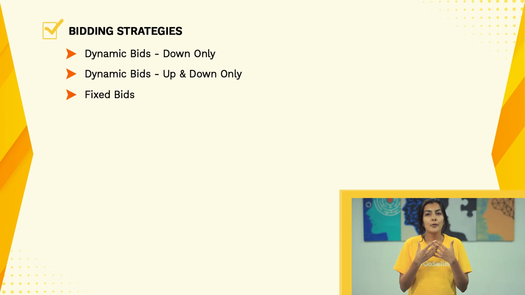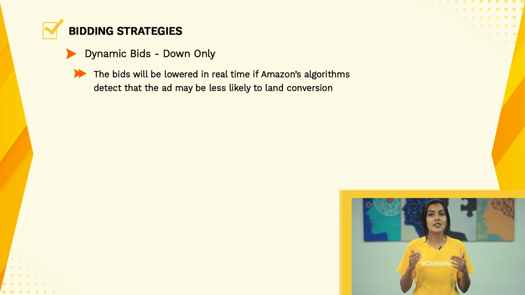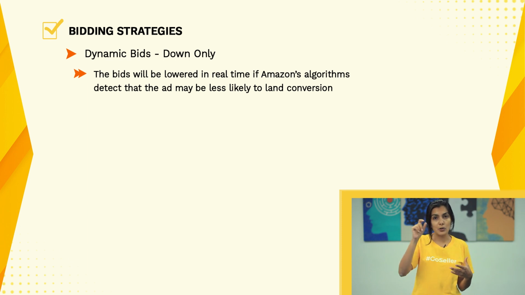So the way that down only works is that if Amazon thinks that you have lower chances of conversion for a specific keyword or a placement, then it's going to decrease your bid. So if your default bid is about $1 plus your placement bidding is about 50%, then your bidding is considered to be $1.50. So Amazon can choose any bidding between $0 and $1.50 depending on your likeliness of conversions for the specific keyword and the placement.